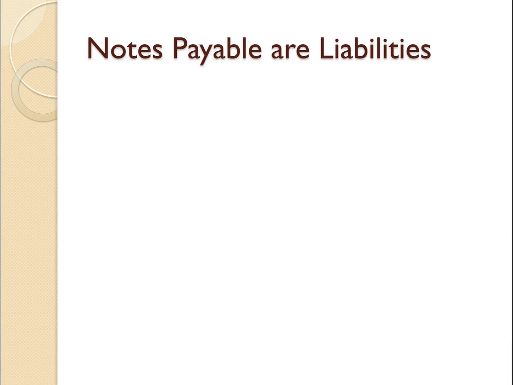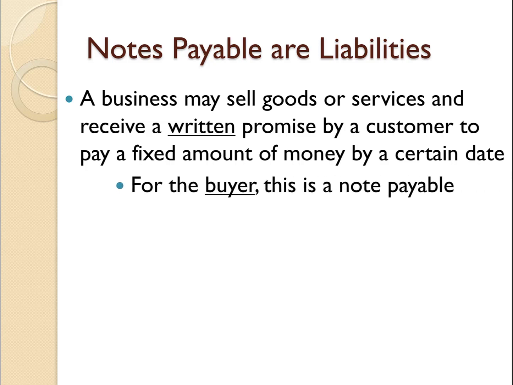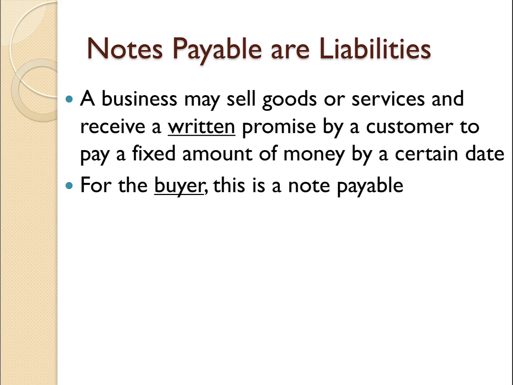So now let's talk about another type of account called notes payable. Because it has the word payable in it, that means we're going to have to pay something in the future, therefore it's a liability. So now again, a business may sell goods or services and receive a written promise by a customer to pay a fixed amount of money by a certain date. Now for the buyer, and the key word is the buyer, this is a note payable because the buyer is signing this contract saying, I promise to pay you this amount in the future plus interest.